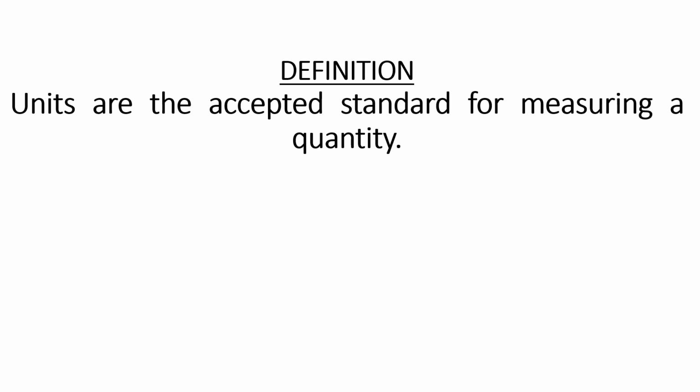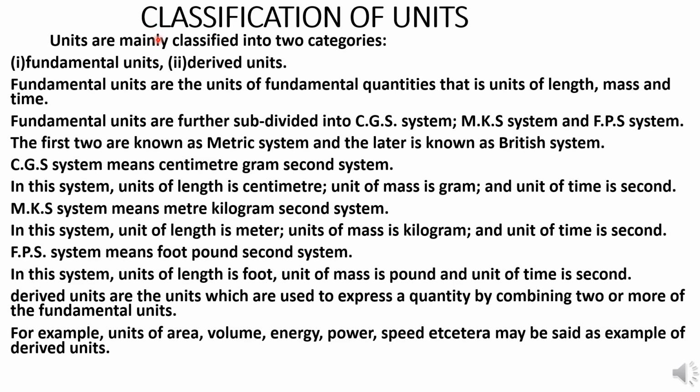Definition: units are the accepted standard for measuring a quantity. Classification of units. Units are mainly classified into two categories: fundamental units and derived units. Fundamental units are the units of fundamental quantities, that is, units of length, mass, and time.